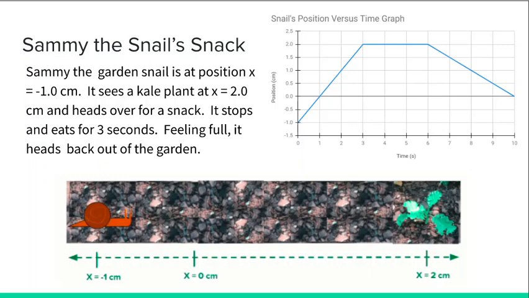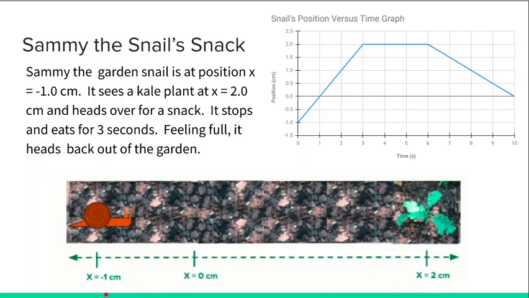We have Sammy the snail. Sammy the garden snail is at position x. So here he is right here at x equals -1 centimeters. It sees a kale plant that is over at 2 centimeters and it's heading over for a snack. It stops to eat for 3 seconds. Feeling full, it heads back out of the garden.